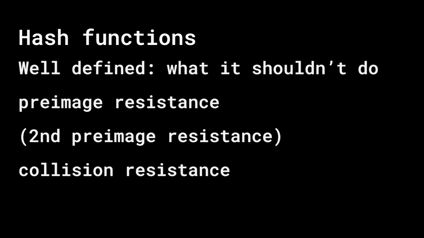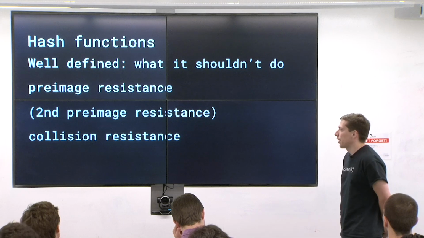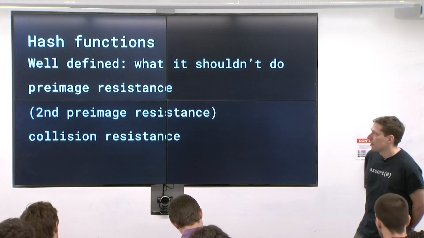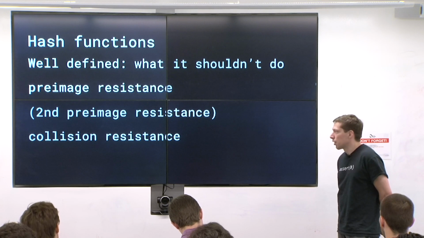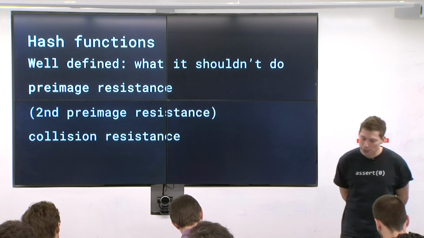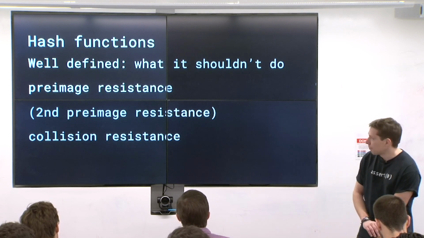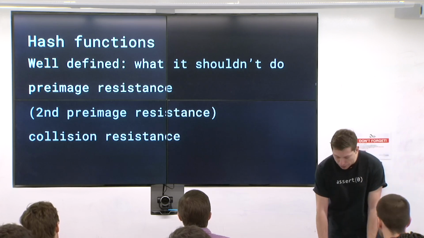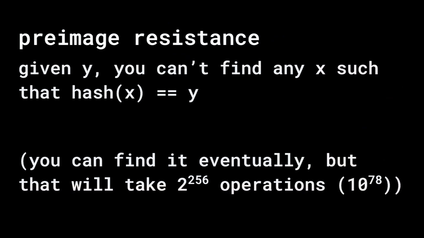Okay, and a little bit more well-defined. Generally, hash functions are defined by what they should not do. So the three main things they should have are pre-image resistance, second pre-image resistance, which I'll skip over, and collision resistance. And we can define what these things are. Okay, so a pre-image is the thing that came before the output. It's a mathy term, but the idea is, okay, if you know y, you can't find any x such that the hash of x is equal to y.